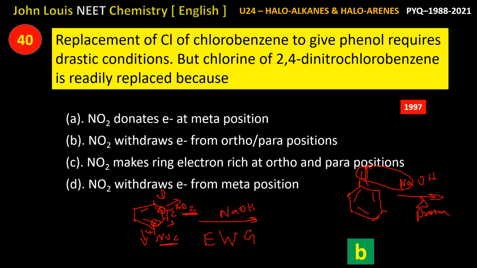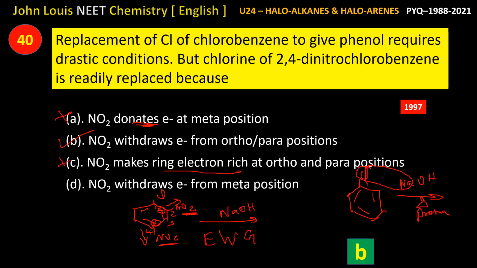So therefore which option could be the correct one? So NO2 donates electron. No, it withdraws electron. So donates, definitely it cannot be. Then NO2 withdraws electron from ortho and para position. Okay, this is correct. Then NO2 makes ring electron rich at ortho and para position. No, no way it makes the ring electron rich, because it is pulling the electron from the ring. Therefore this is also wrong.